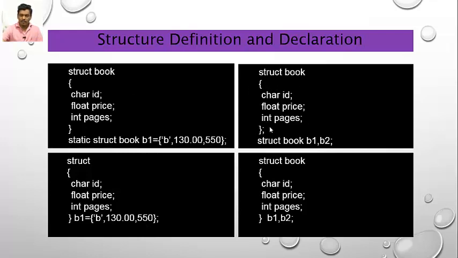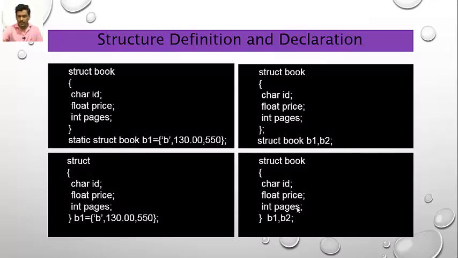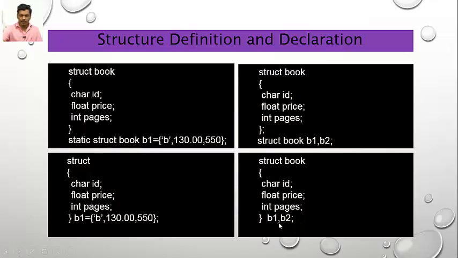Then struct book with character id, float price, and struct book b1, b2. It is a normal declaration only. Here we declare the variables. It is equivalent to this definition and declaration: struct book with character id, float price, integer pages, b1 comma b2. That is just before the semicolon we put b1 comma b2. So we can also remove the name. If we do declaration and initialization simultaneously before the semicolon, we have no need for the name. The structure name is not required.